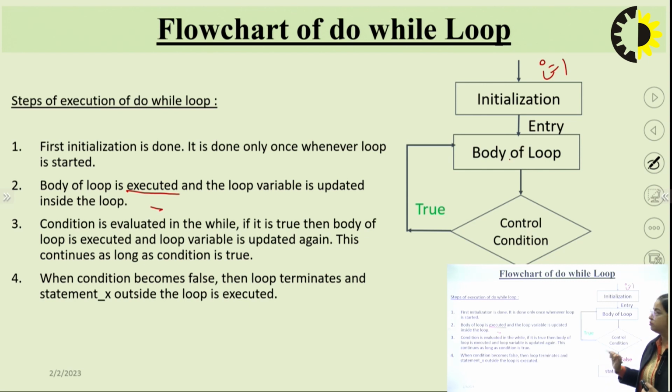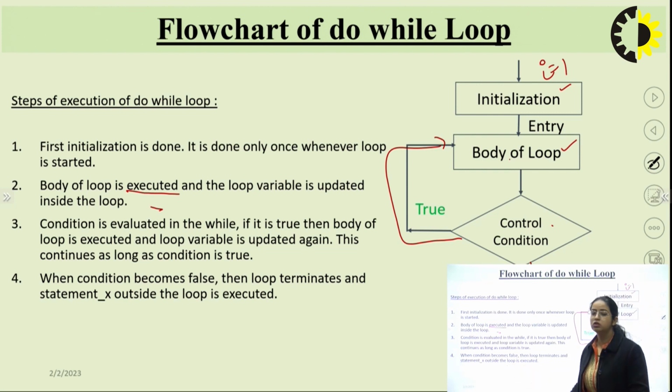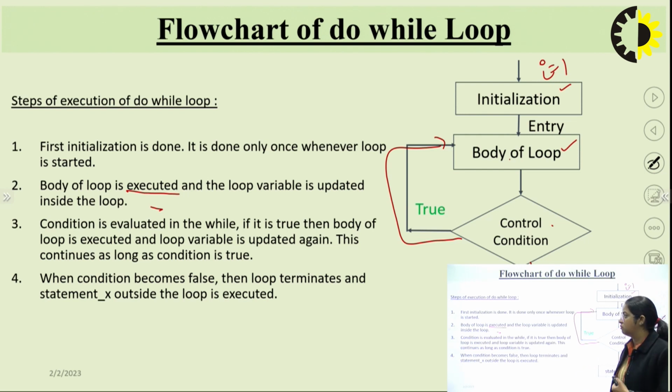Here you can easily see the steps. In the first step initialization is done, then it enters into the body of the loop, then it checks the condition. If the condition is true, it will repeat the body of the loop. If the condition is false, then it comes out of the loop. What is statement X? Statement X is basically outside the loop. Anything you write outside the loop comes into statement X.